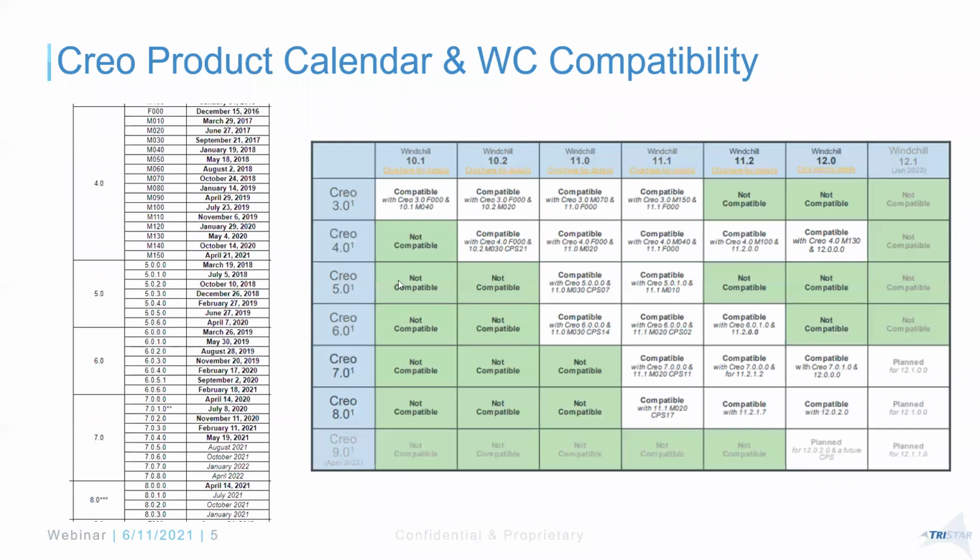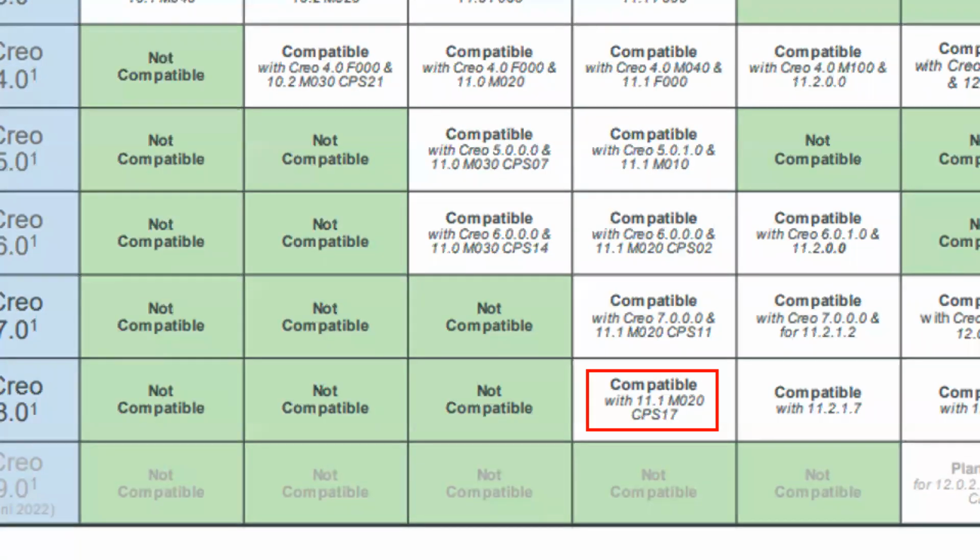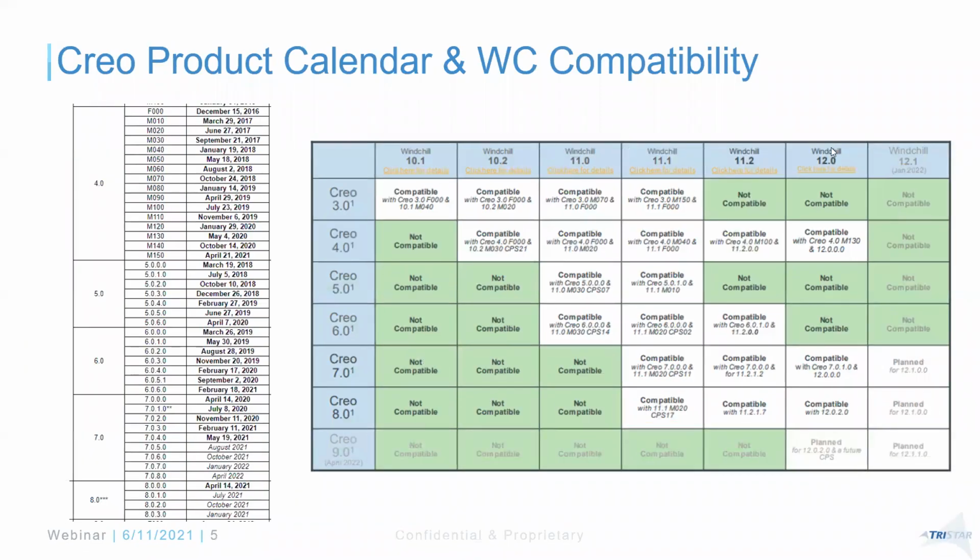Some of you may be thinking about moving to Creo 8 or Creo 7. Here's a quick snapshot of the Windchill compatibility. You would need to have a specific date code of Windchill and the CPS to get 7.0 and 8.0. As you can see here, you require 11.1 M020 CPS 17. It's 11.1, 11.2 and 12.0.